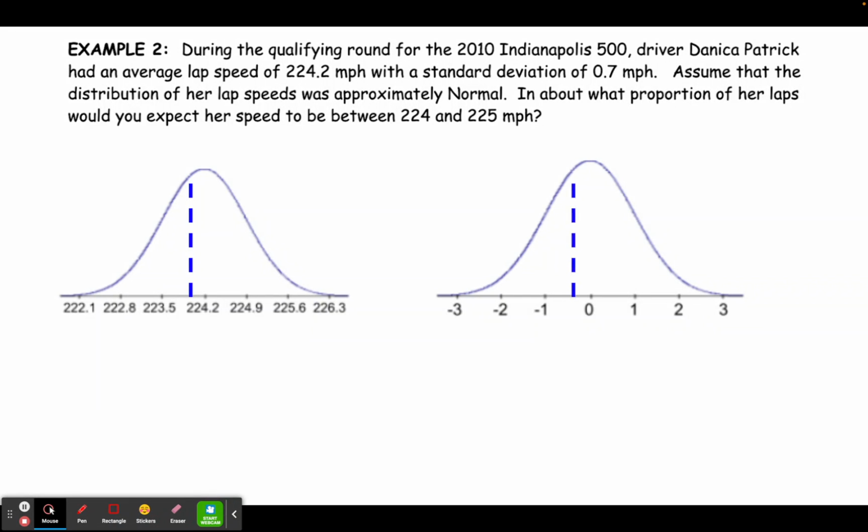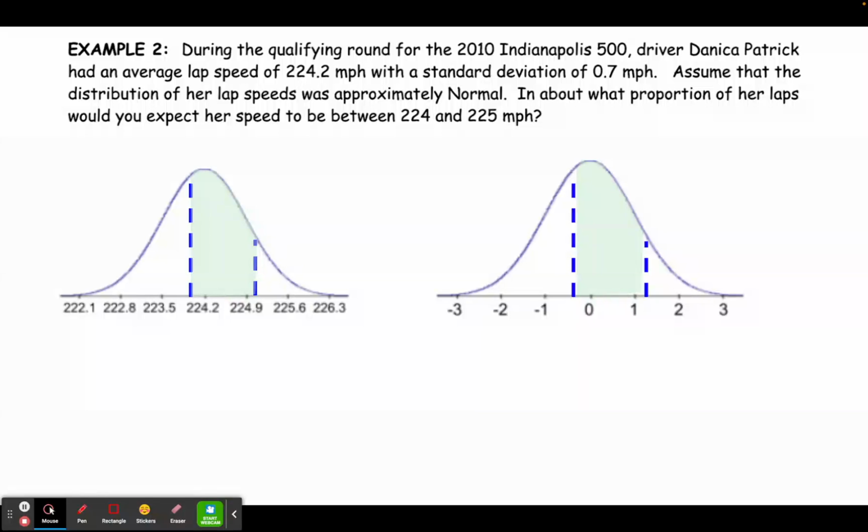225 is going to be right about there, just right above 224.9. So I'll draw a vertical line on the second curve in approximately the same space, and a line on my standard normal curve in that same spot. We want to know in what proportion of her laps you would expect her speed to be between those values. So we're going to shade in between, and shade in between over here.